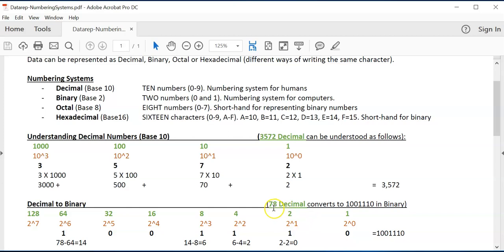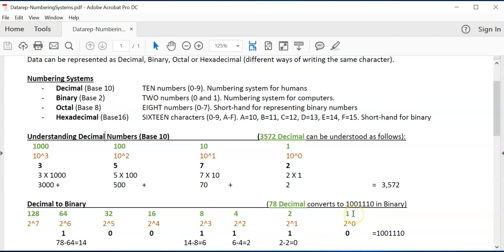All right, so 78 decimal, how do we start converting that to binary? Well, because it's binary, you're going to use powers of 2. Just like here, it was base 10, so we use powers of 10. Binary is base 2, so we use powers of 2. We begin from the right and keep increasing the power: 2 to the 0, 2 to the 1, 2 to the 2, and so on. We keep increasing it.